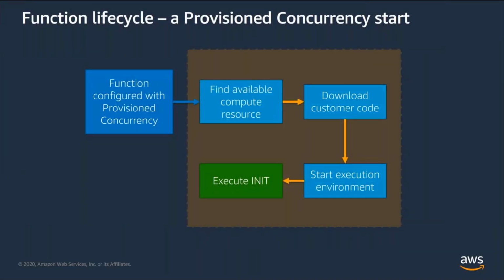If you go back to our function lifecycle flow, this is what happens when those execution environments are pre-created. First, the function is configured to use provisioned concurrency. Next, Lambda finds the available compute resources for the capacity requested. It downloads the customer code into all of those execution environments and starts and prepares the environments. Most importantly, it executes the init code.